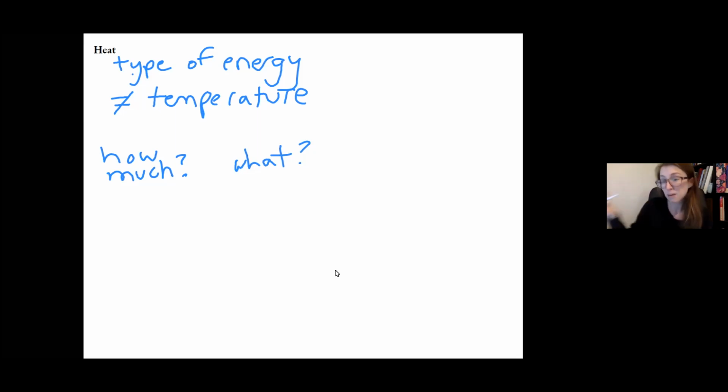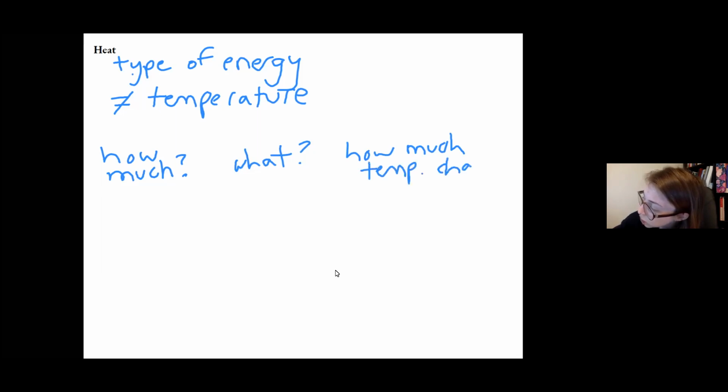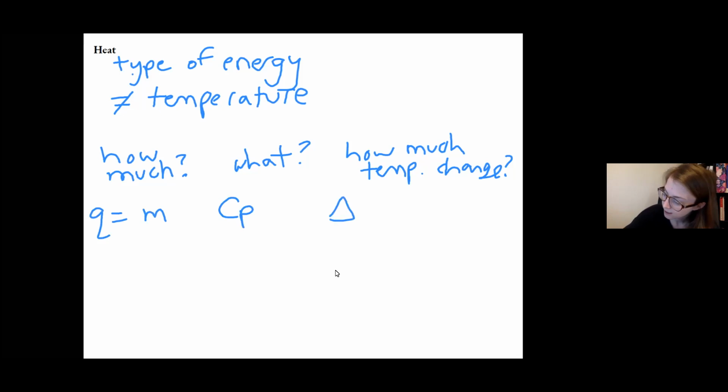And then finally, how much are we trying to heat something up or cool something down? How much of a temperature change is occurring? And so if I combine all of these things into the formula we're going to use, that formula looks like Q = mCpΔT.